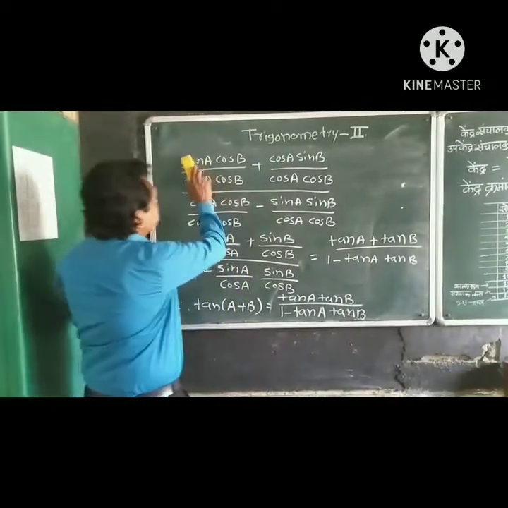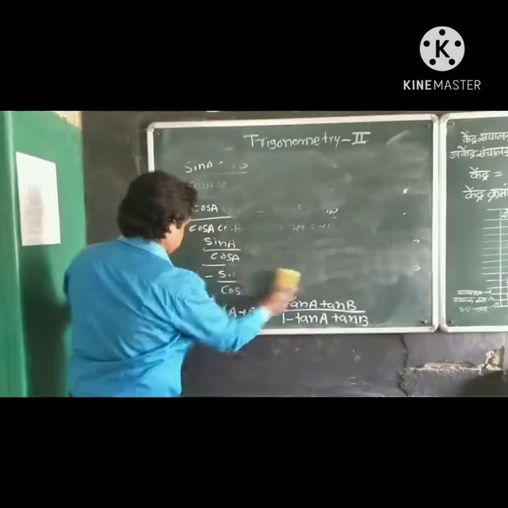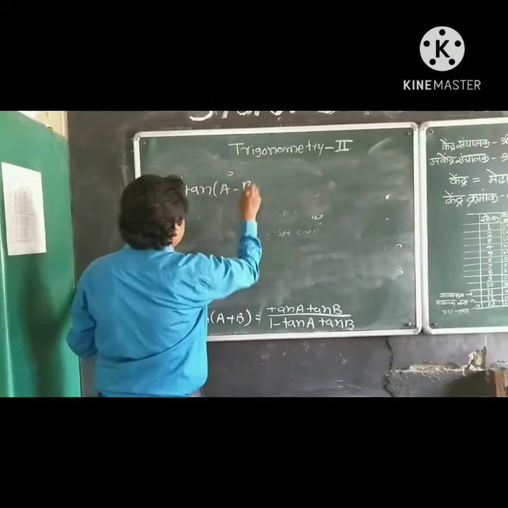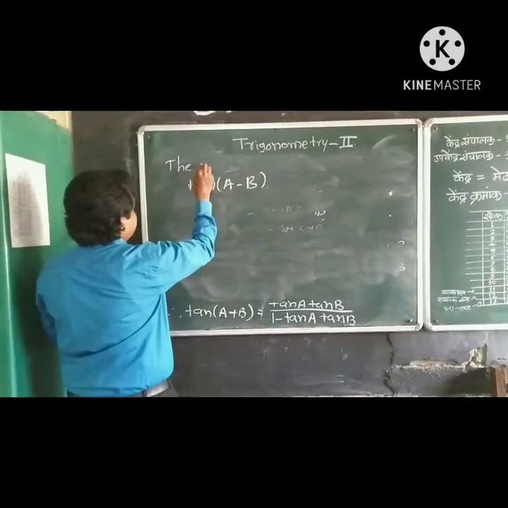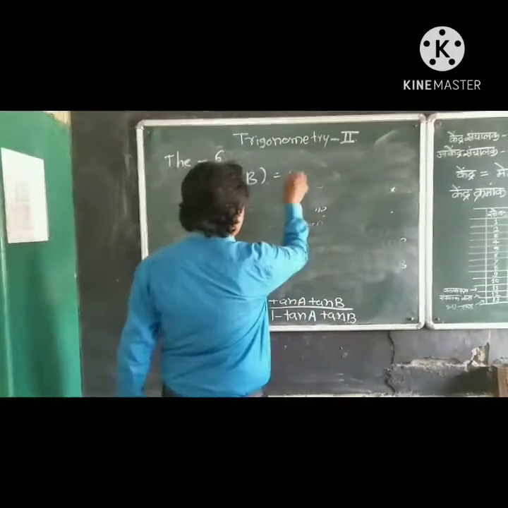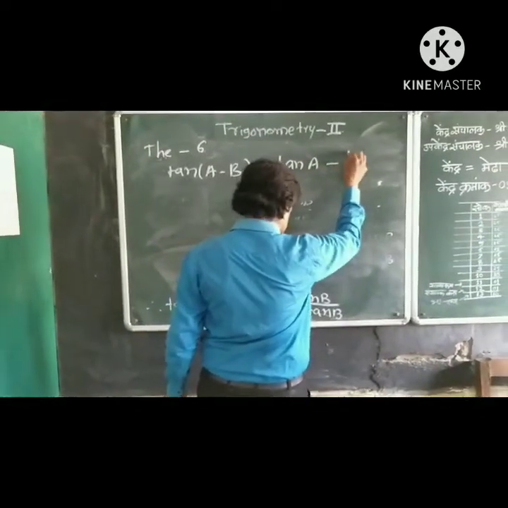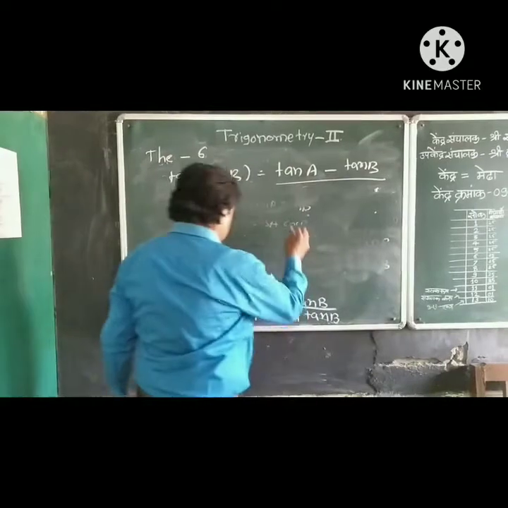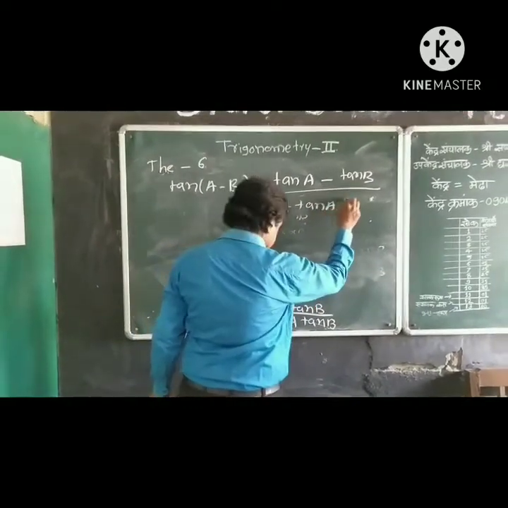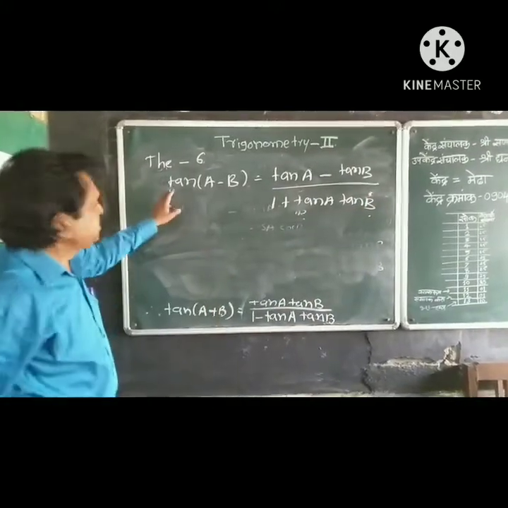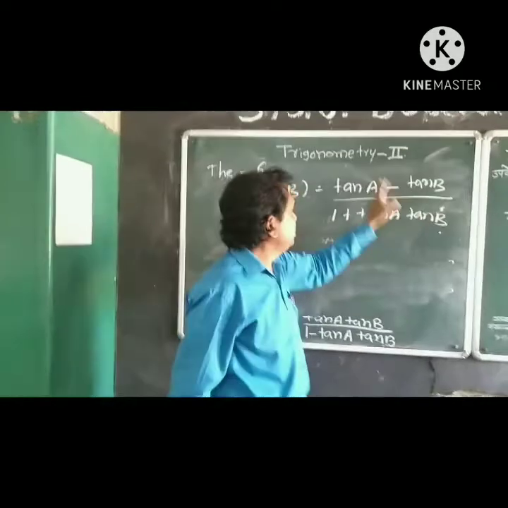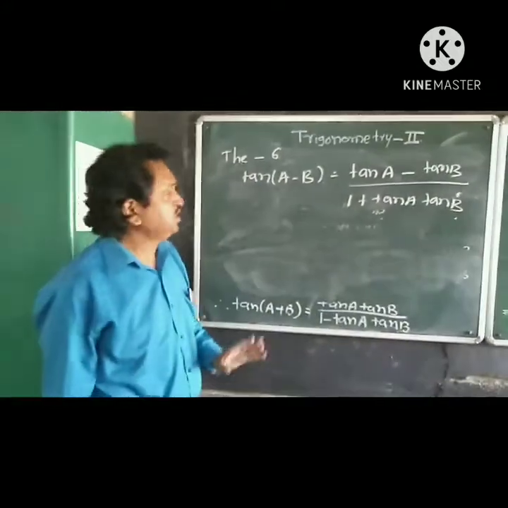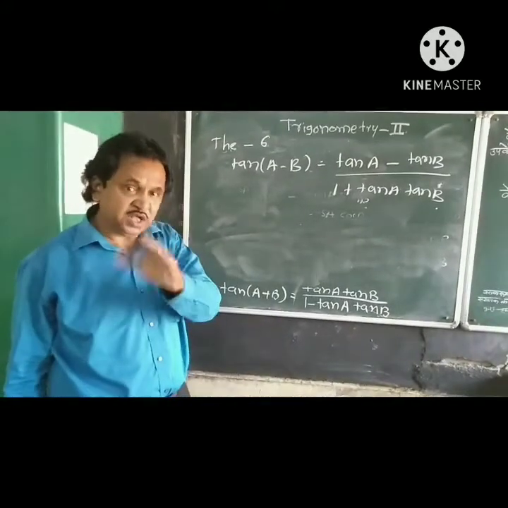Now again theorem number 6, which states that tan(A minus B) is equal to tan A minus tan B upon 1 plus tan A tan B. This is the 6th theorem. Now we use this for solving equations.